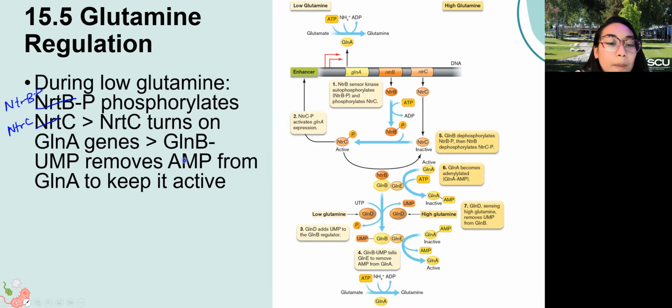Anyway, to keep the protein itself active, we have another set of proteins that are involved, which are down here, GLNB.